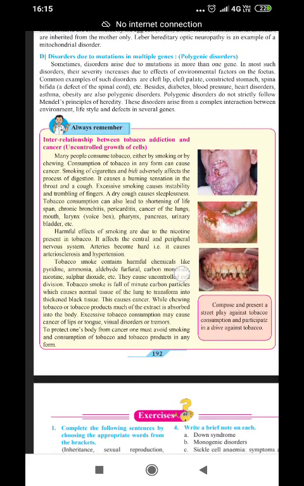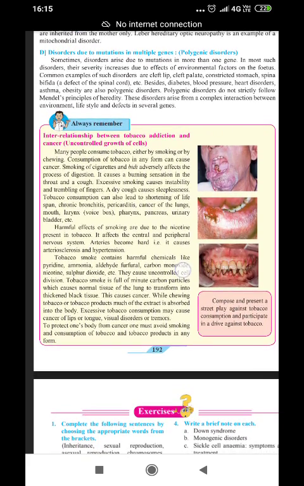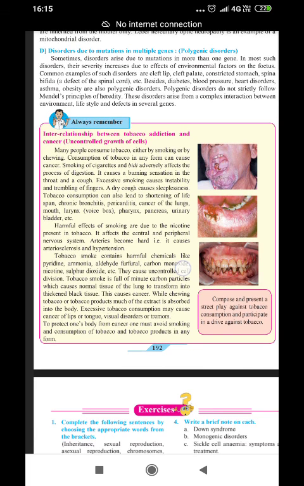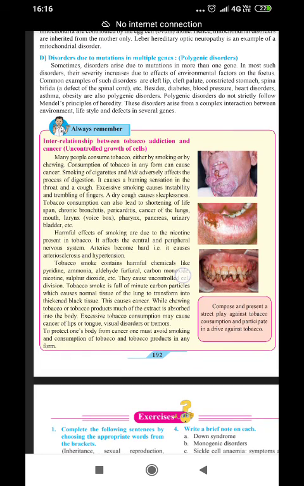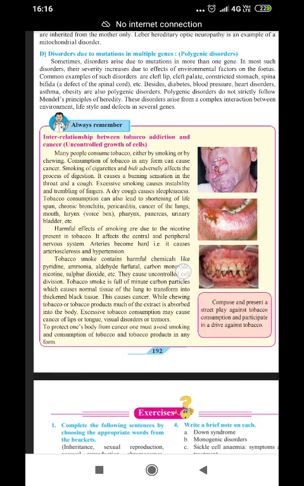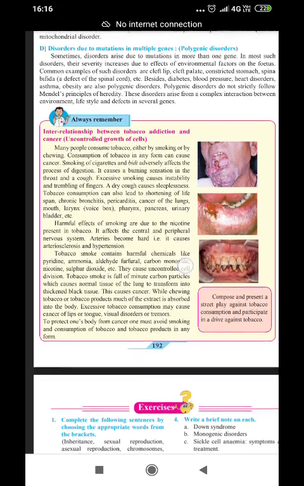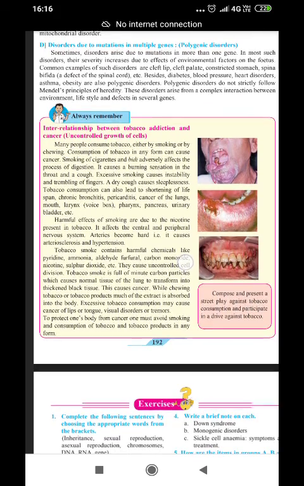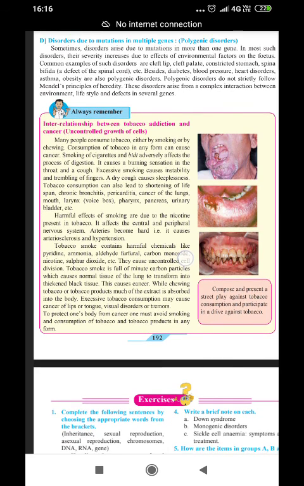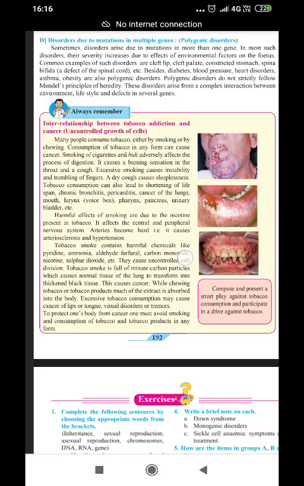Now, another disorder is due to mutation in multiple genes. We have discussed mutation in one gene, that is monogenic. Now, mutation in many genes, we call polygenic disorders. One was monogenic, and now we are going to discuss polygenic disorders. Sometimes disorders arise due to mutations in more than one gene. In most such disorders, their severity increases due to the effects of environmental factors on the fetus.